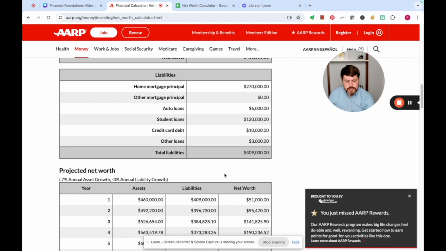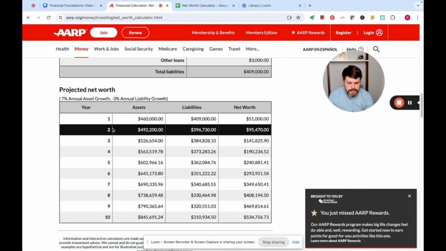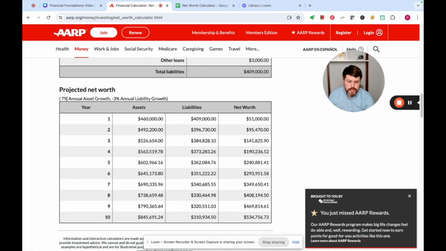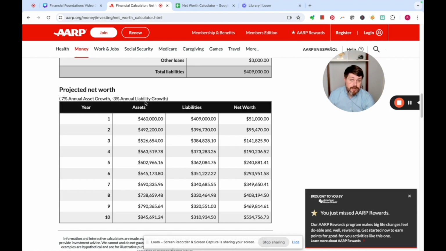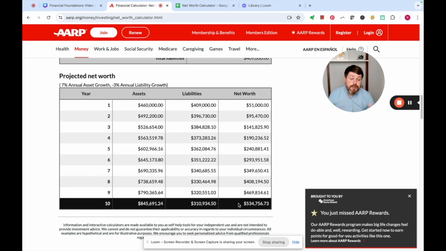And what we need to start doing is tracking this over time. You can say, okay, well, year one, if this continues to grow like it's supposed to, and we still see liabilities decrease like they're supposed to, then our net worth is going to be $534,000 within 10 years. That's fantastic. But is that reality? The only way to know is to start tracking it, not on an everyday basis, but every month or every quarter or every 6 months.